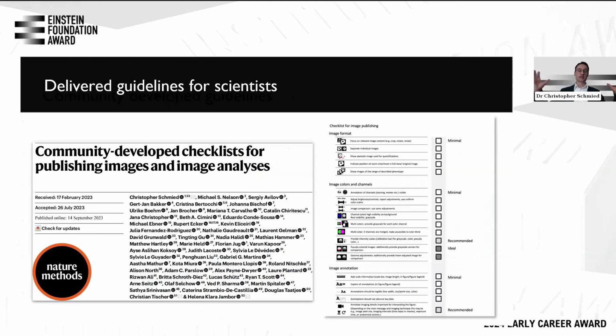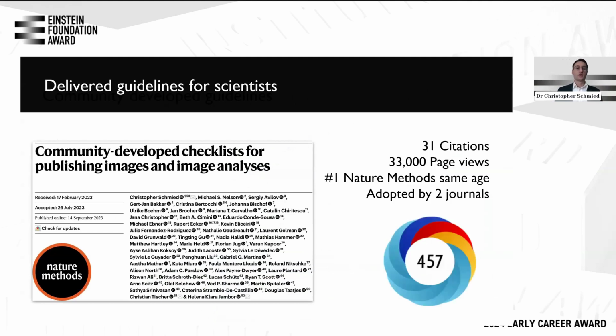We summarize these guidelines in easy-to-use checklists that should enable authors, reviewers, and editors alike to improve the quality of published images. We were published last year in Nature Methods, and we were well received by the scientific community. So they are interested in this content. We have over 30 citations and over 33,000 accesses online to date, making us the number one Nature Methods article of similar age. Now, our next challenge is to make these guidelines common scientific practice.